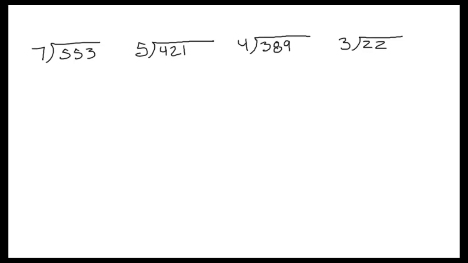I've got 4 problems on the paper, and each one is going to explain different issues that could arise from your division problems. The first one is 553 divided by 7, so we're going to go ahead and do that. 7 does not go into 5. It cannot fit. It is too big. It will not go. You cannot cram it in there.